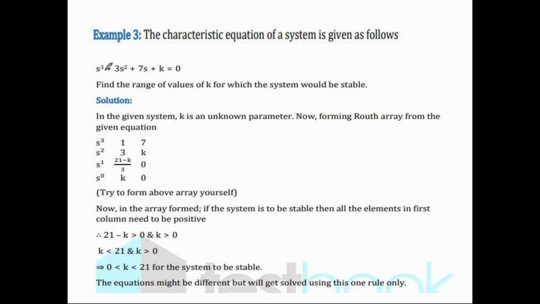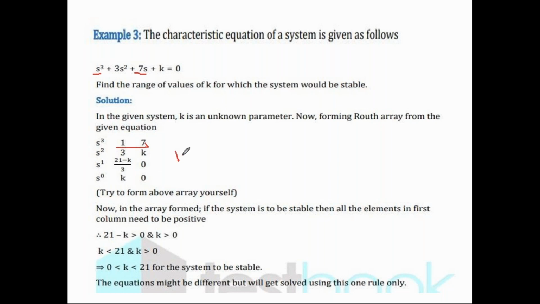Now the highest order is 3, which is an odd number. So you have to form the first row from the odd coefficients, that is 1 and 7, and the second row from 3 and k. Now 3 times 7 is 21, minus k, divided by 3, and finally you will get k.